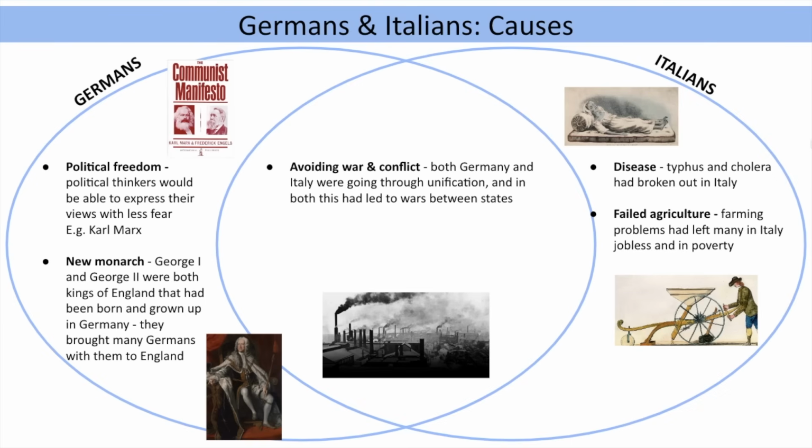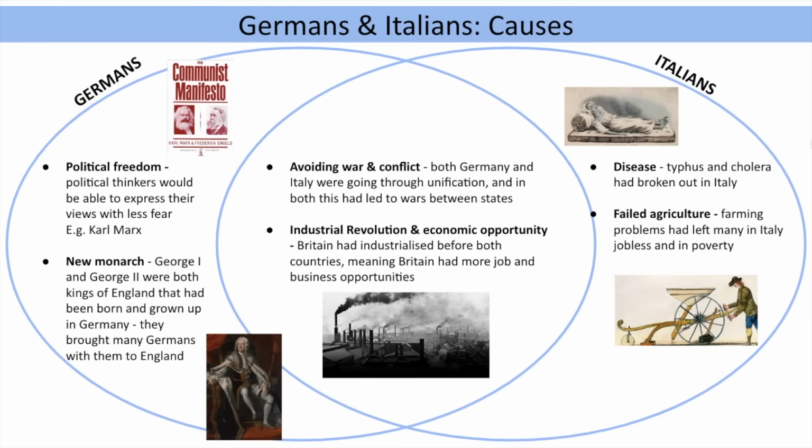So previously, Germany and Italy had been lots of separate states with lots of separate leaders, and now they're both becoming one country of Germany, one country of Italy, and the process of that had created conflict, and to avoid that conflict, some of them have moved to Britain. And as ever, the Industrial Revolution is a key cause in this period.